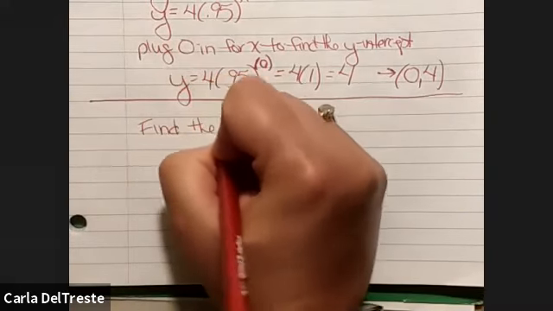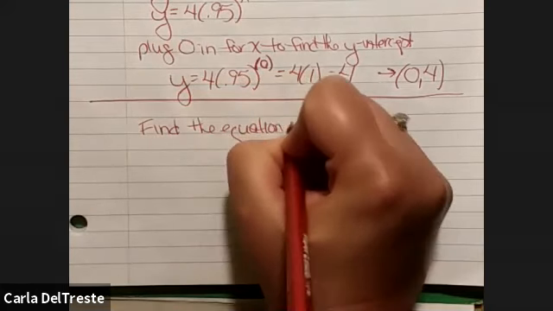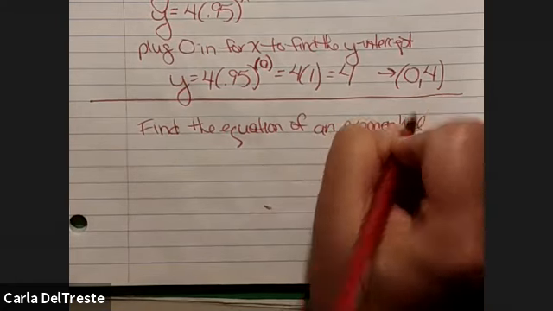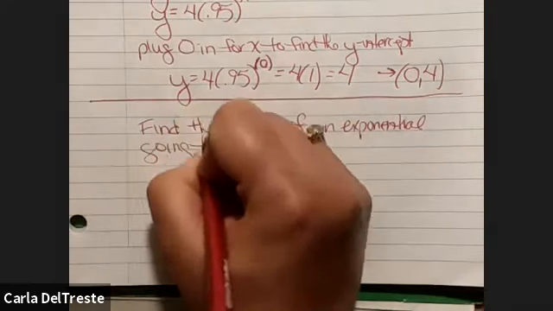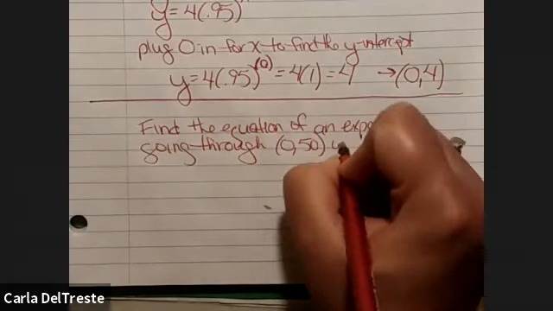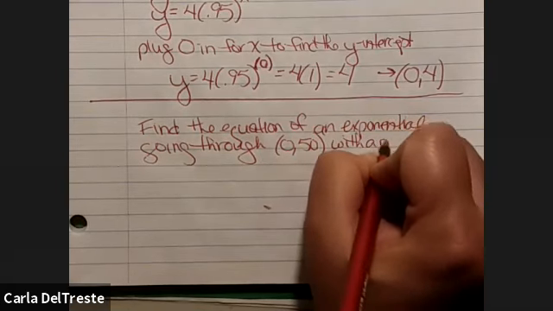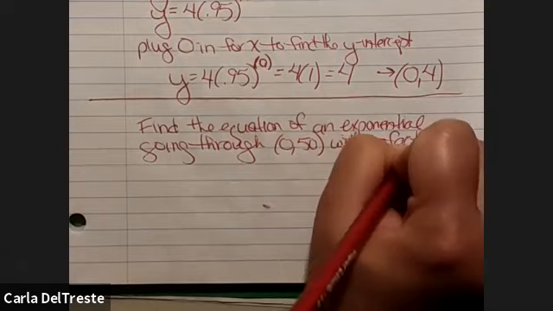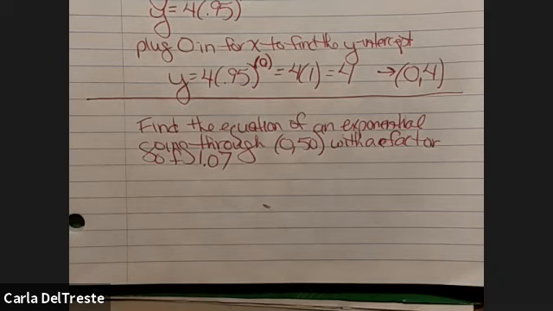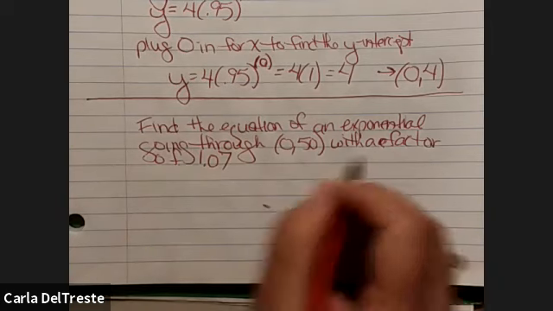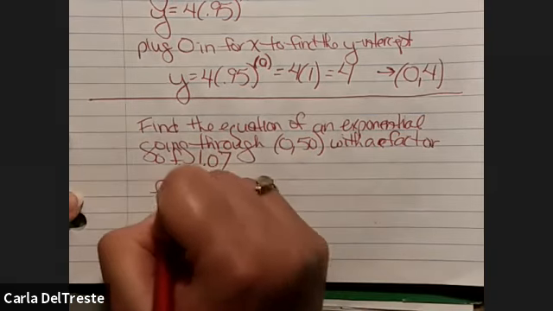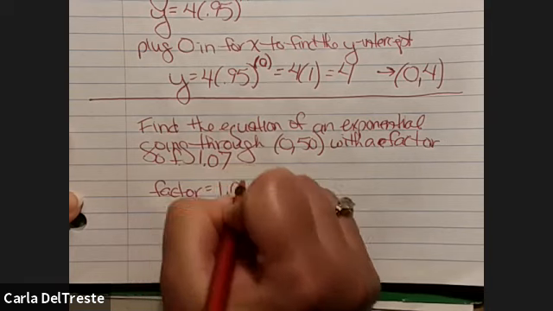Find the equation of an exponential going through (0, 50) with a factor of 1.07. Are they telling me the factor? Yes, they are. Are they telling me the y-intercept? Yes, they are. So the factor is 1.07.